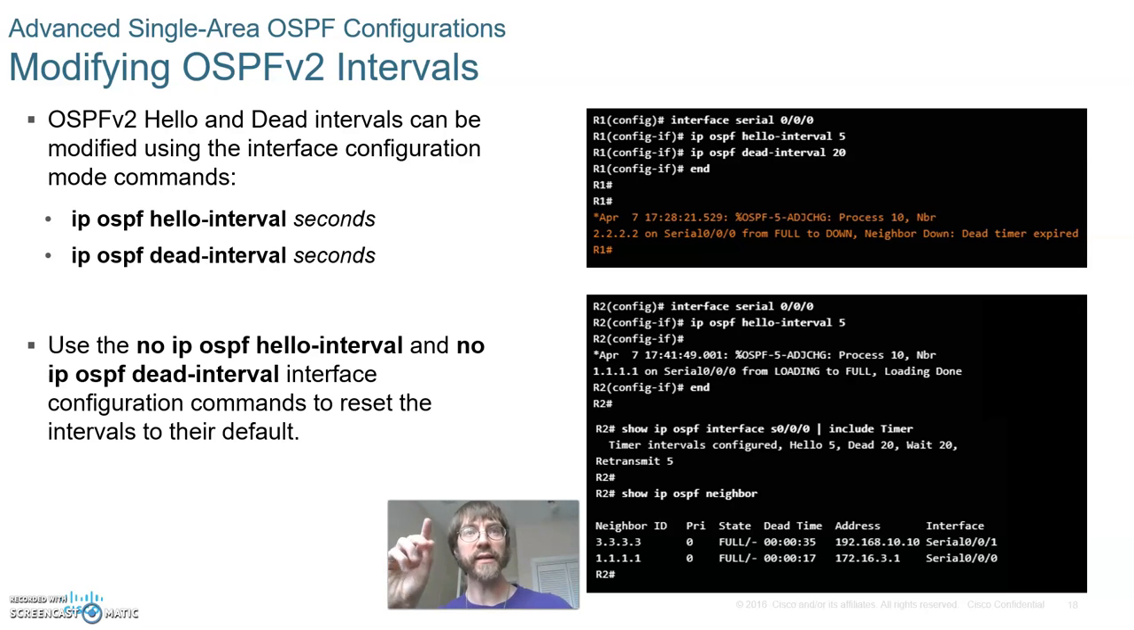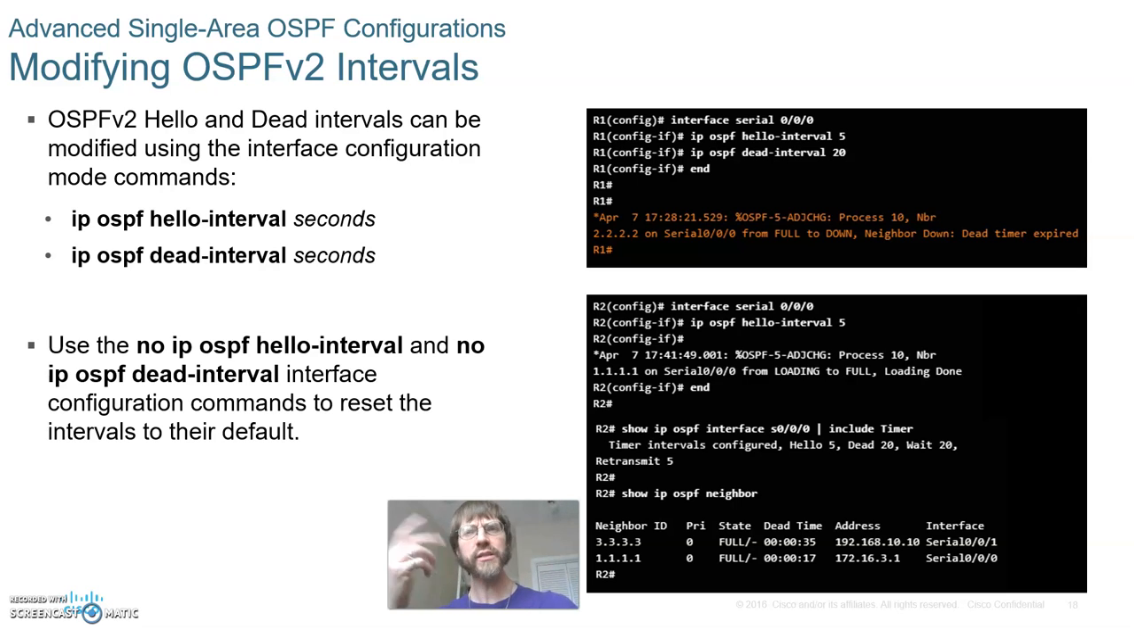Now, if you decide, you know what, this was a bad idea, go back into the interface and do no IP OSPF hello interval, or no IP OSPF dead interval. This is one of those commands where you don't have to specify the thing you're trying to take out. It's like an IP address in IPv4. You don't have to tell it which one you're taking out. You just do no IP address and it's gone.